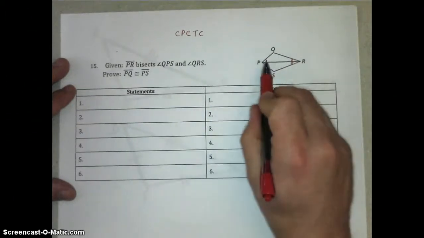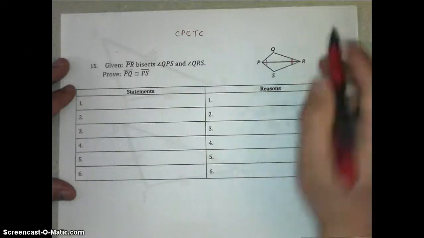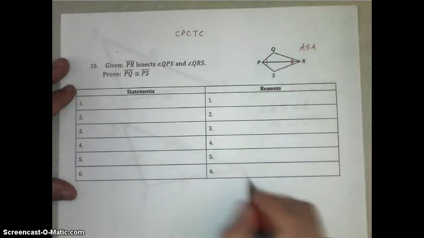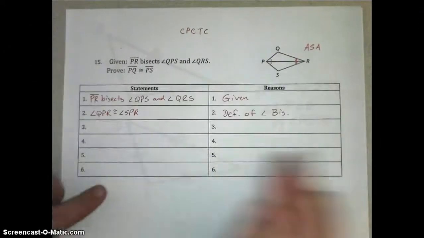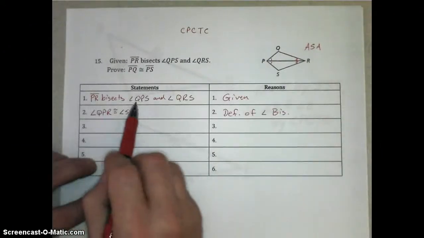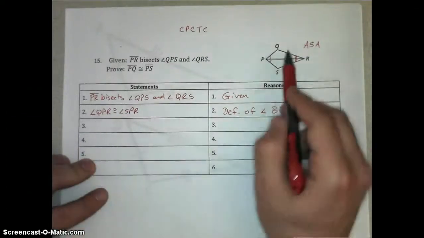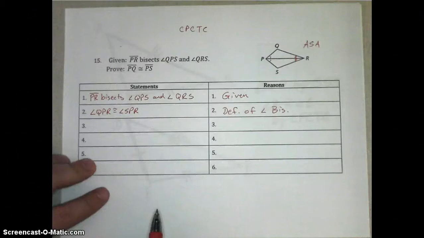So if you'll notice, we have a pair of congruent angles, another pair of congruent angles, and the included sides are congruent, so these triangles should be congruent by angle, side, angle. And so we're going to go through our proof and do that. And here's what we should get. We are given that PR bisects angle QPS and QRS, so we know that angle QPR is congruent to angle SPR by definition of angle bisector.